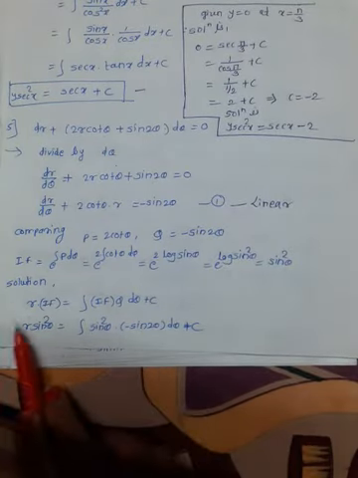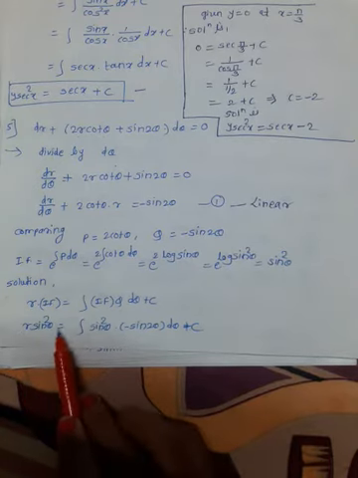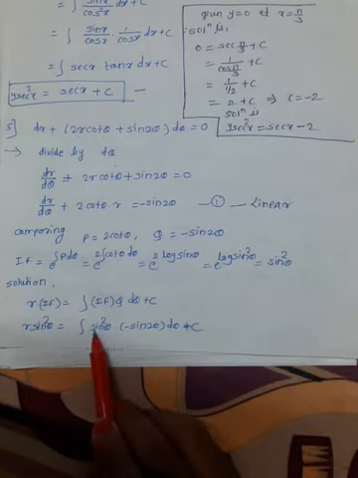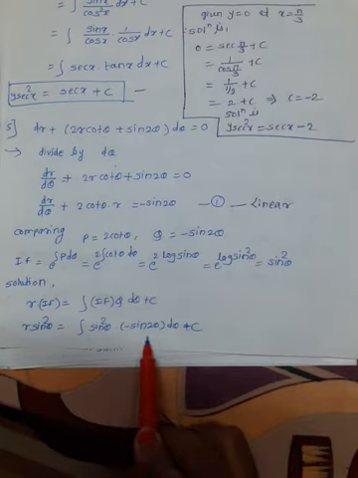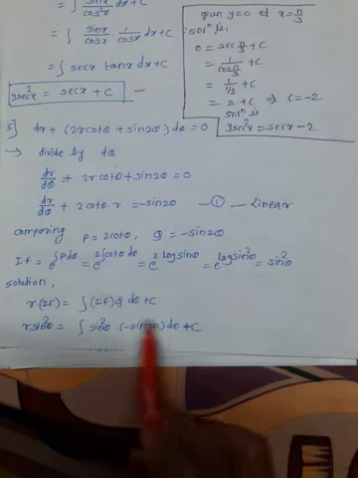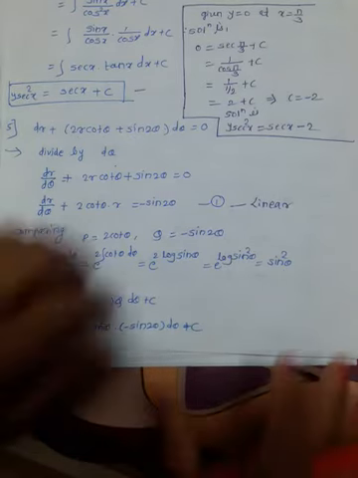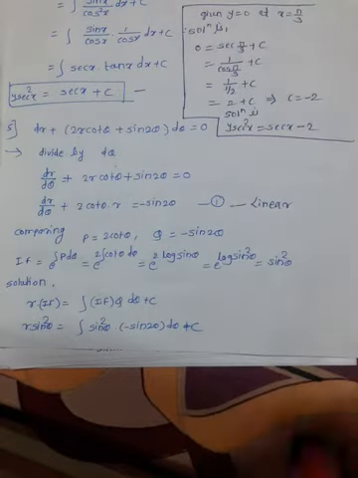Put these values here. R into the integrating factor sine square theta is equal to the integral of the integrating factor sine square into Q, which is minus sine 2 theta. Now I have to solve this equation. Take minus outside and put the sine 2 theta.